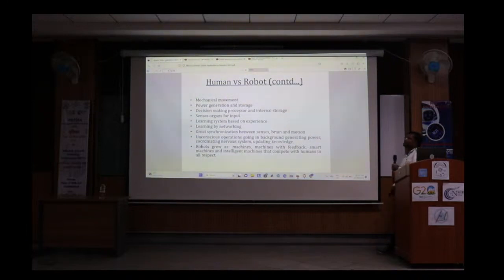For example, a human and a robot. So a robot must have mechanical movement. There must be power generation and storage. Like we have mechanical movement, so we must have mechanical movement in the robot. Then we have power generation and storage.